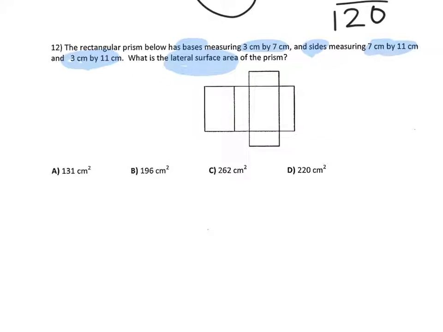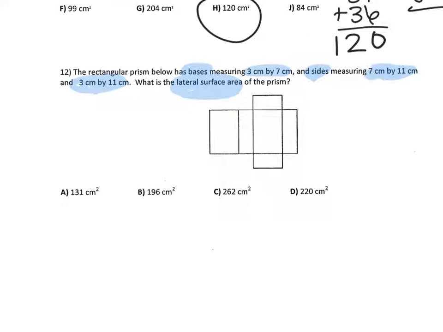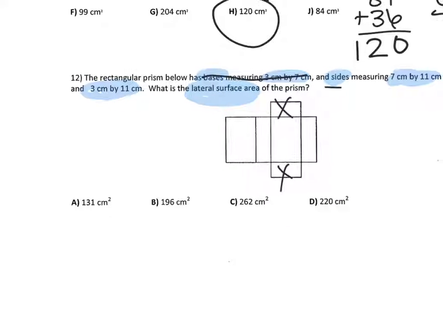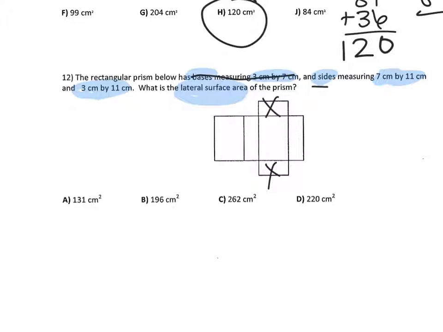So just those sides. So if I look at this, what are we saying our bases are going to be? The 2 extra on the side. So I don't need this part. I don't need to know what the bases are. I just need to know the sides. So 7 by 11 and 3 by 11 are the dimensions. 7 by 11 will be the 2 bigger ones.